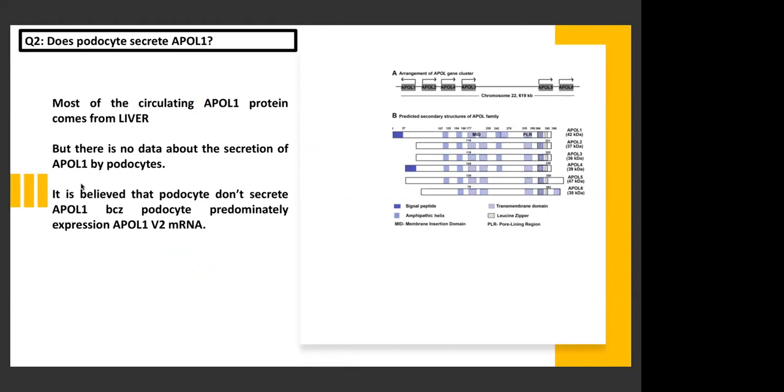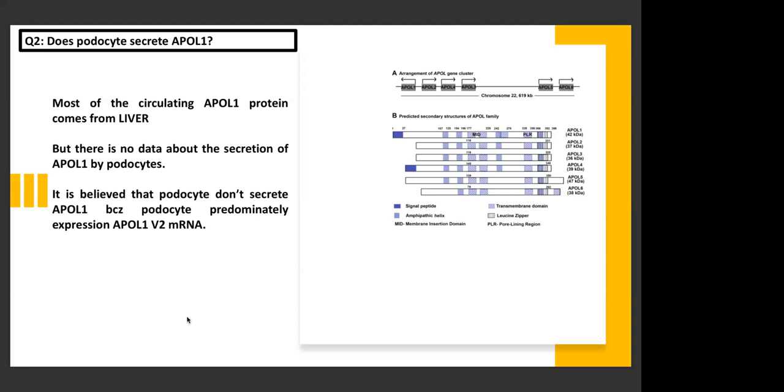And then the other question is: do podocytes secrete APOL1 or not? As we know, most of the circulating APOL1 comes from the liver, but there is no data about the secretion of APOL1 from the podocyte. It is believed that podocytes don't secrete APOL1 because podocytes predominantly express APOL1 V2 mRNA. The APOL1 gene also has many mRNA splice variants. There is a V2 splice variant which doesn't have the signal peptide, and for a protein to get secreted into the circulation, it must have a signal peptide.